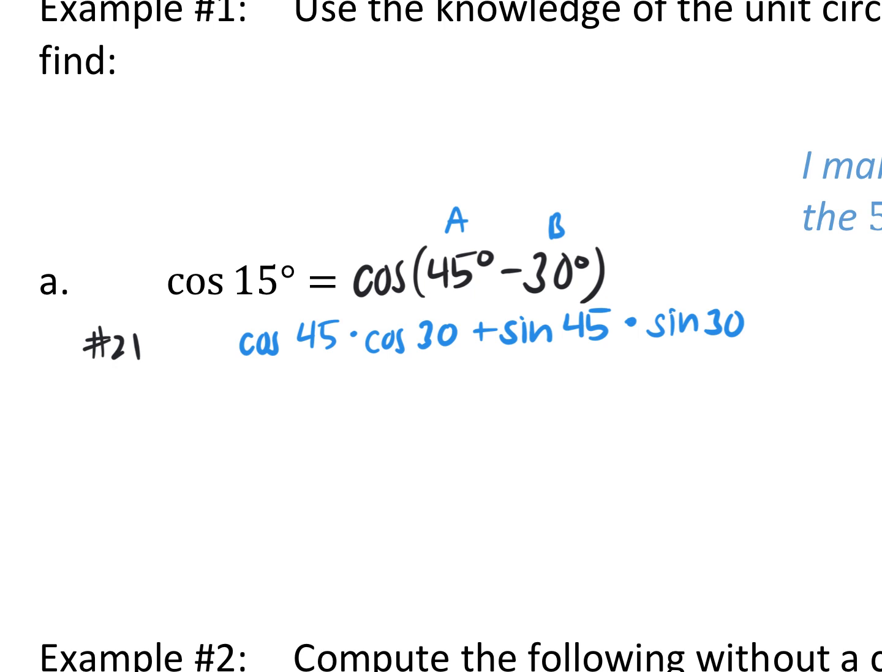Okay, so now we can go ahead and just evaluate these things, okay? So cosine of 45 degrees, go to your unit circle. 45 degrees, that's my x value. So that means cosine of 45 degrees is square root of 2 over 2. Okay, cosine of 30 degrees, square root of 3 over 2. Sine of 45 degrees, square root of 2 over 2. And then sine of 30 degrees is 1/2.